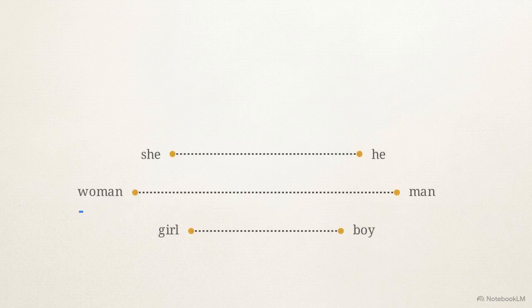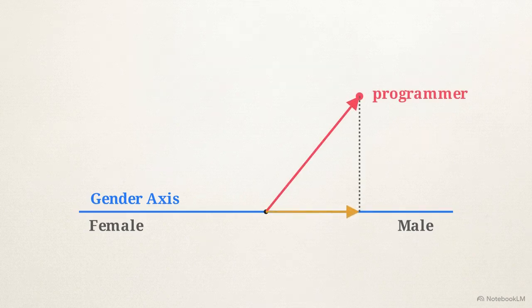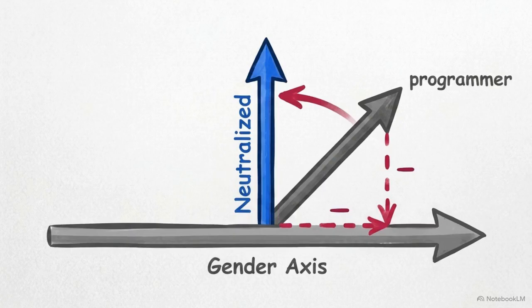To correct this, engineers use hard debiasing. Using principal component analysis on gendered word pairs, they isolate a single gender axis. We calculate its overlap with the axis, subtract it, and snap the word to perfect neutrality. This is neutralization. We are using orthogonal projection to forcefully strip an unwanted axis of meaning out of a word's representation.